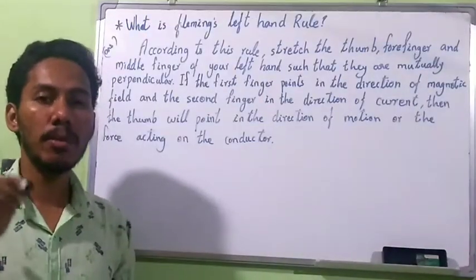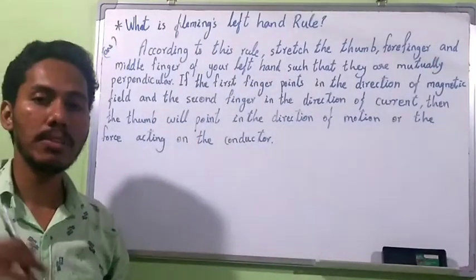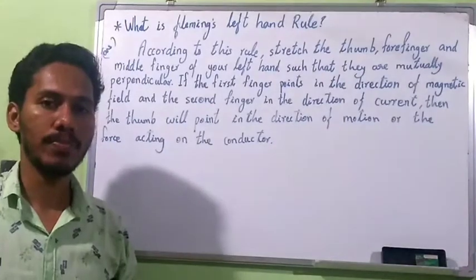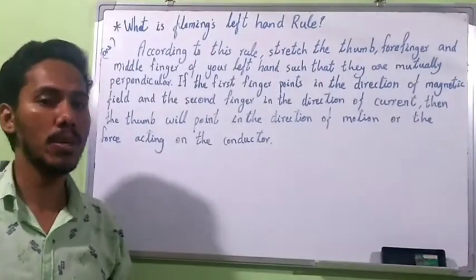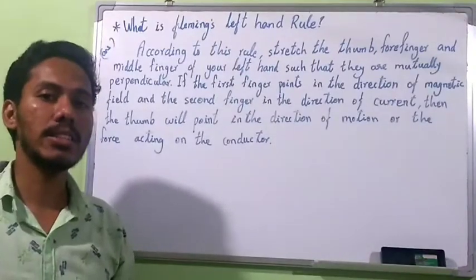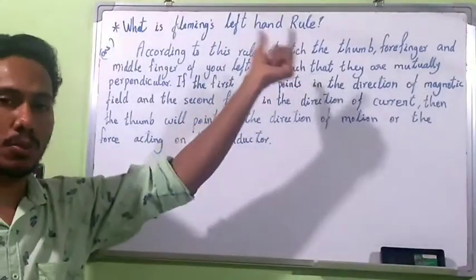Then there is an important law, that is Fleming's left hand rule. In the previous classes we discussed Fleming's right hand thumb rule, but this is the left hand rule. It gives the direction of force.